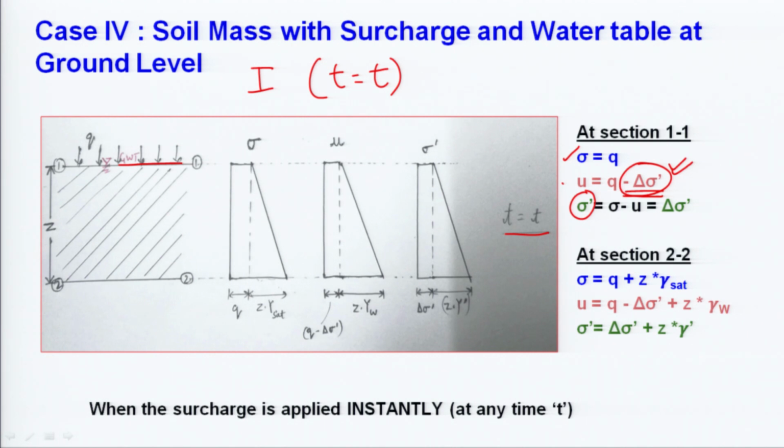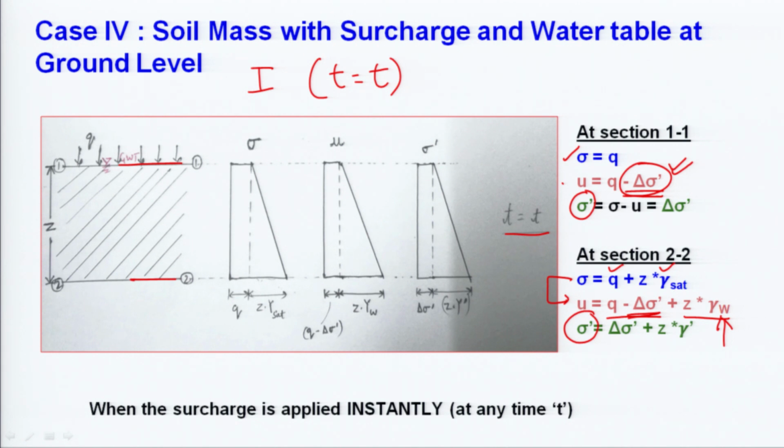Now at section 2.2, that is at the bottom, see here what happens. The total stress will be equal to Q plus Z into gamma saturated. Now the pore water pressure, what happens here, this is Q minus delta sigma dash. So this is the portion which has been transferred to the soil solids, plus Z into gamma W, that is the water which is present in the soil mass. When we subtract it, we get the effective stress, total stress minus the pore water pressure.